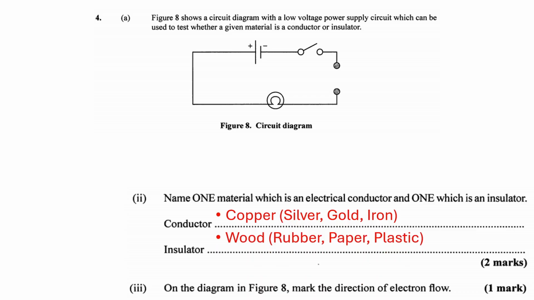Part 3. On the diagram in figure 8, mark the direction of electron flow. So, electron flow is when electrons actually flow from the negative terminal around the circuit to the positive terminal. That's the opposite of conventional current. So on the diagram, you would draw arrows that go from the negative around to the positive terminal.